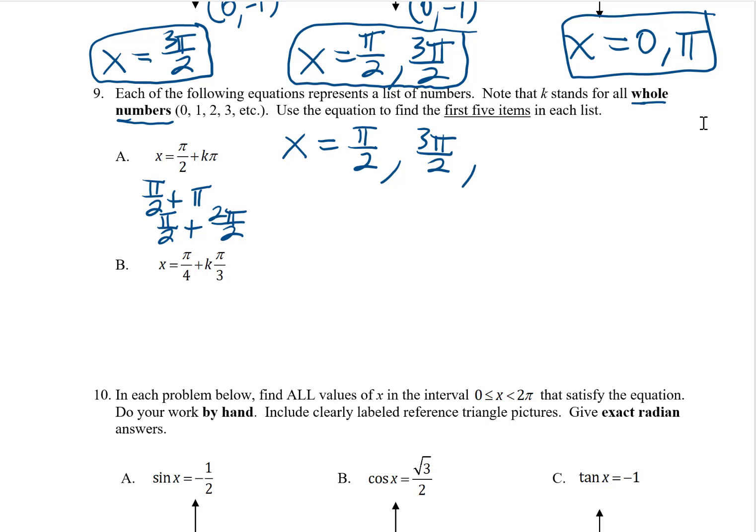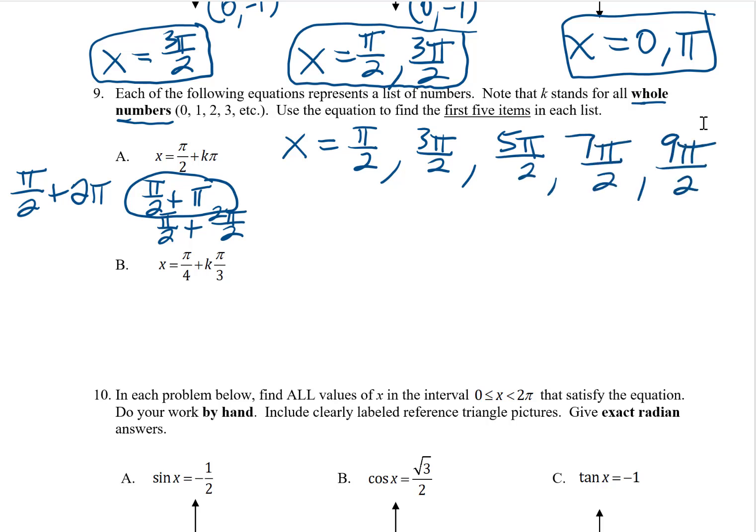When you plug in k as 2, now you'd have pi over 2 plus 2 pi, or another way to think of that is pi over 2 plus pi, the one I had before, plus yet another pi. Just keep adding 2 pi over 2 to this thing. That's going to take you to 5 pi over 2, 7 pi over 2, 9 pi over 2, and on and on. We just wanted to write down the first 5.